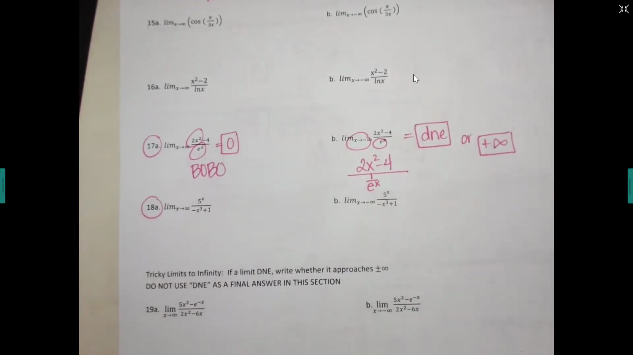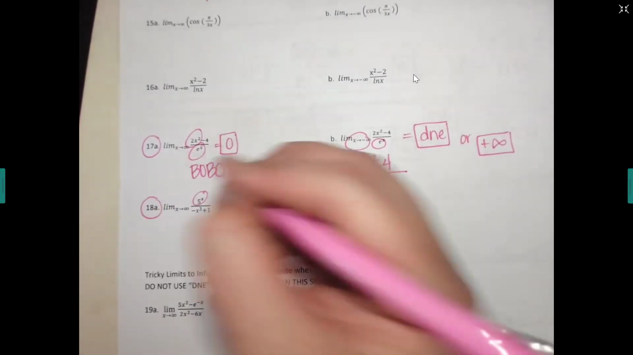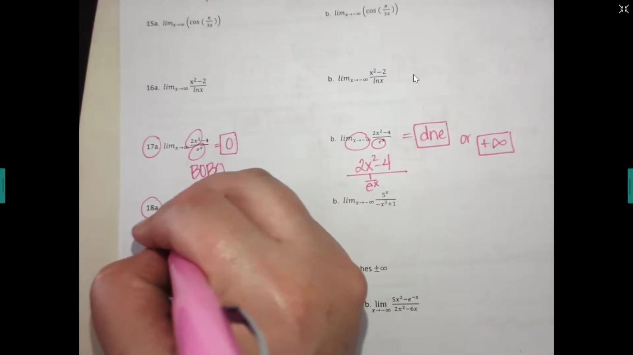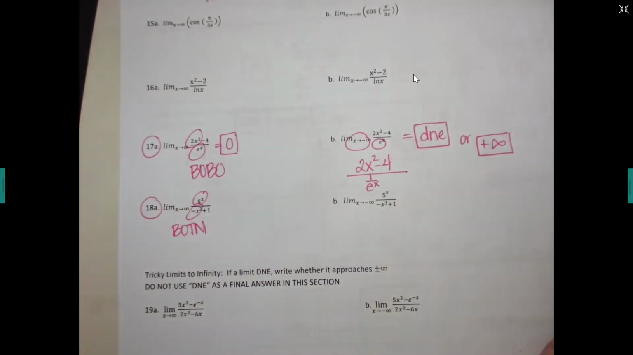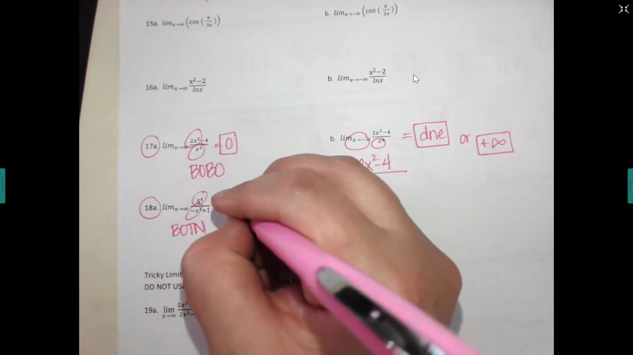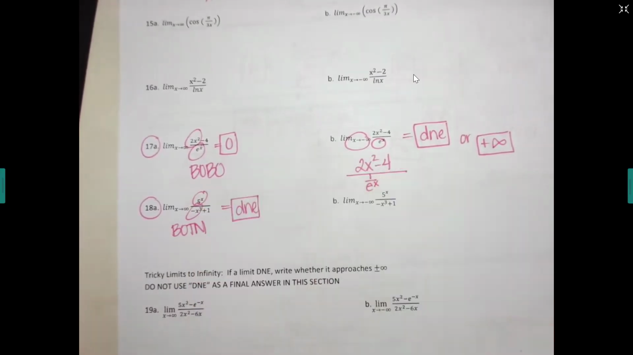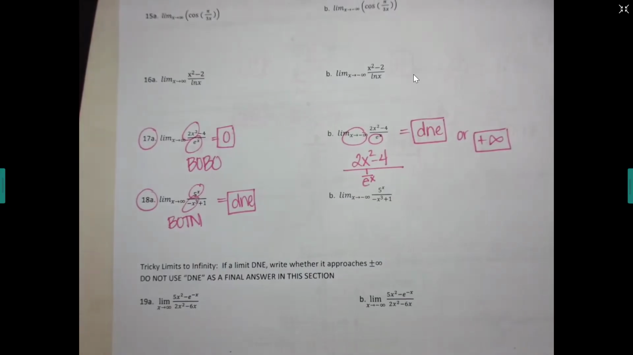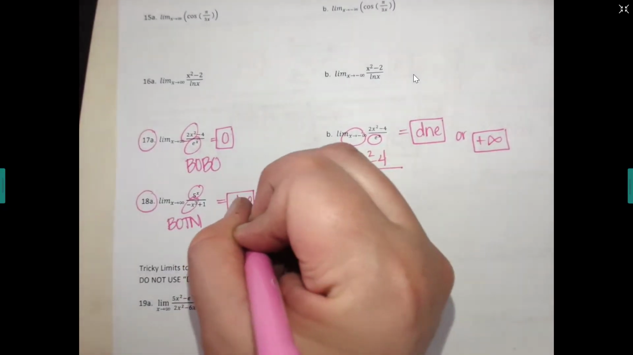Last one like that, take a look at 18. Bobo, Botan, Betsy for A. The 5 to the x is exponential on top. That's a bottom. Okay, remember, exponential beats everybody. So bottom means it goes to either infinity or negative infinity. Okay, 5 to the x is always what sign? Positive, but on bottom, my x³ is negative. Divide a positive and a negative, you'd get a negative infinity.